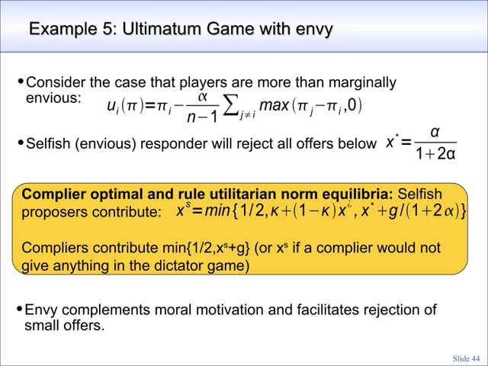We consider the same preferences as in the dictator game example. Now a selfish but envious responder will reject all offers below some threshold x star, which is given by alpha divided by 1 plus 2 alpha. Envy makes it also easier to induce compliers to reject some offer. We thus find that equilibrium contributions are increasing in the level of envy. So in this example, envy complements moral motivation by facilitating the rejection of small offers.